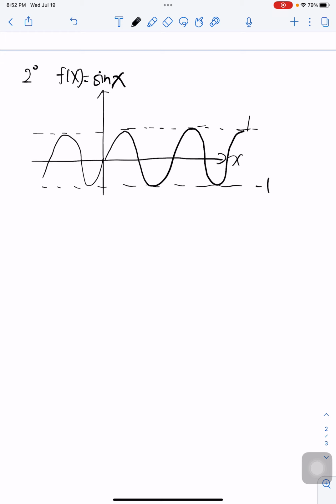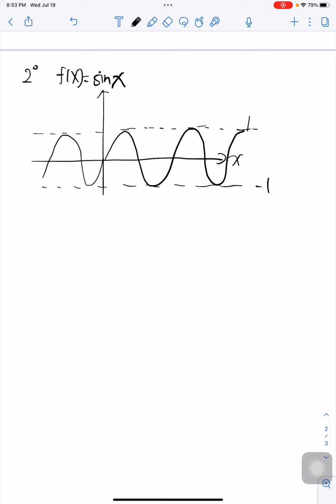Now, the function is sine x. We know that the value of sine x will oscillate between 1 and negative 1. So this is the graph of this function. And this function is differentiable at any point.